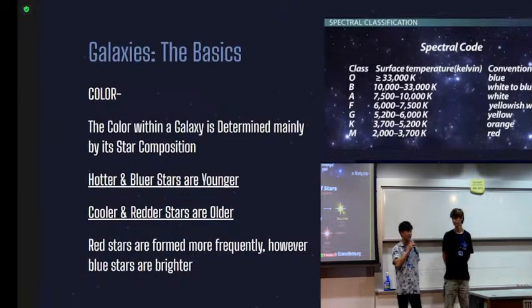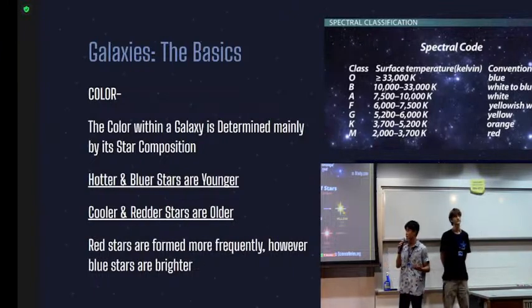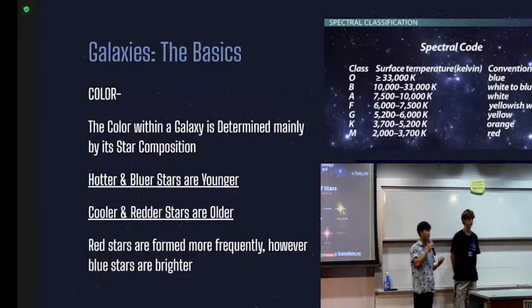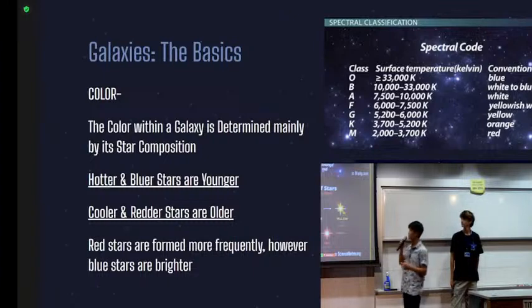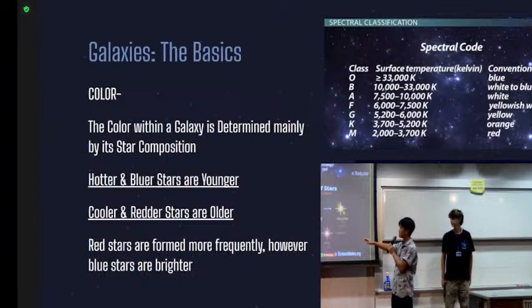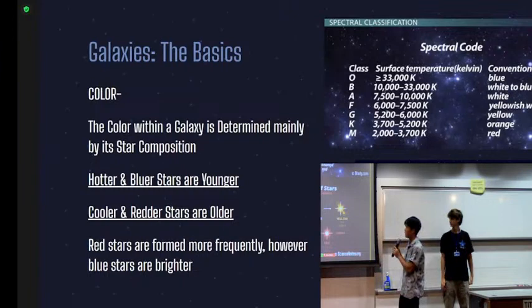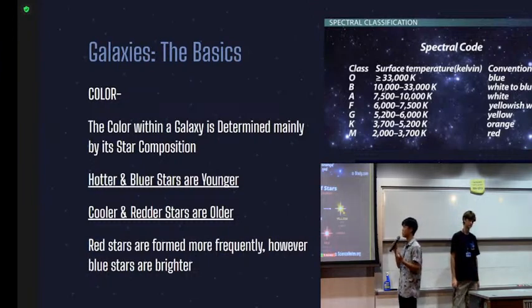So going into more about galaxies and their basics, something we want to highly emphasize is their color. What's so great about knowing the color of our galaxies is you can determine the composition of your galaxies by knowing its color, especially the stars that make up the galaxies, planets, and potentially the black hole. Something you should know is that hot and bluer stars are typically a lot younger, compared to redder stars, which are a lot cooler and older, and this is going to be very important later on in our presentation. Looking at our graph, this is a spectral diagram that tells you how hot a temperature would indicate the color of a star. Also, red stars are formed more frequently, while blue stars are a lot brighter, but they form less frequently.